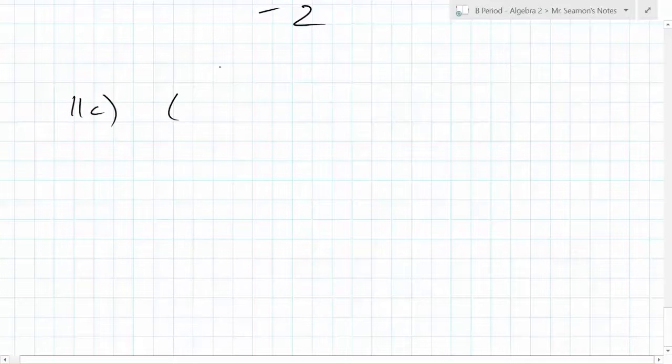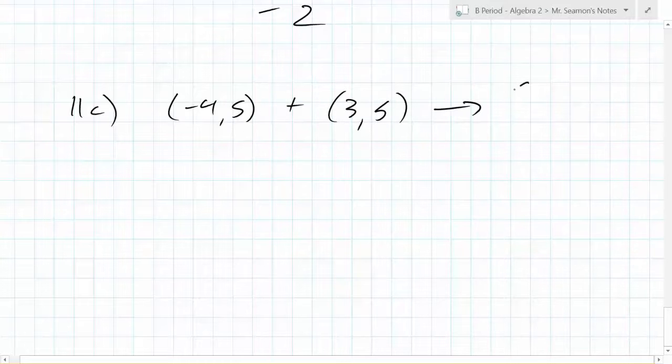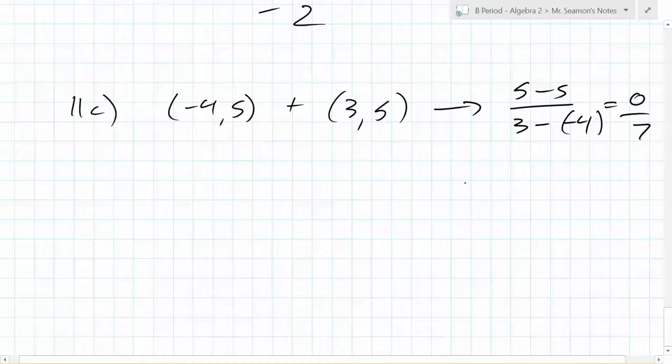Yeah, you're trying to find the slope? You know how this slope comes out like 0 over something. So on 11, let's just do one of them. 4, 5, and 3, 5, like this. When you're finding the slope, it's 5 minus 5 over 3 minus negative 4. But you end up with 0 over 7, right? So the slope is 0. 0 is a slope. What does that mean? It means it's horizontal. That is a slope of 0.